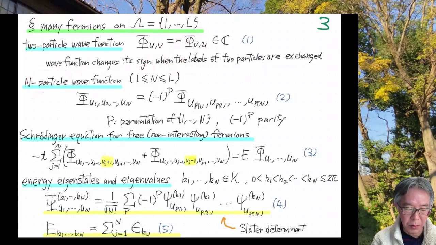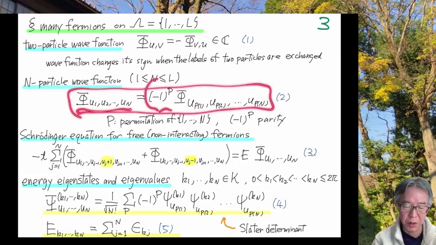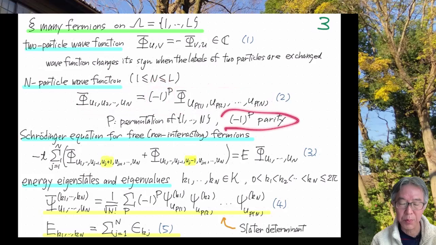So the n-particle wave function has these n position variables. And then if you change the labels, that means if you apply any permutation to the set from 1 to n, you have to have this symmetry relation, where this denotes the parity of the permutation. I think you're familiar with this.